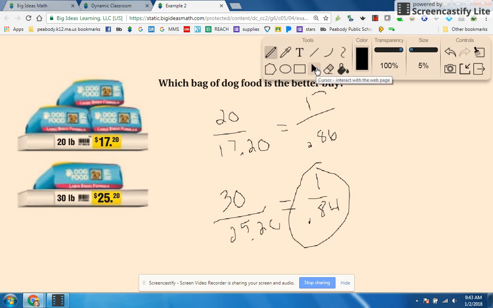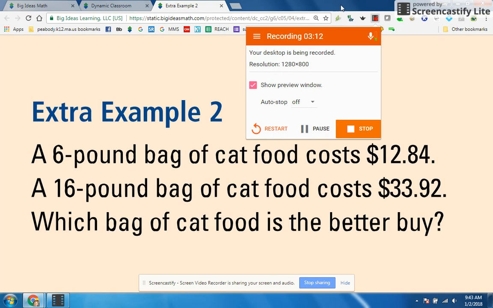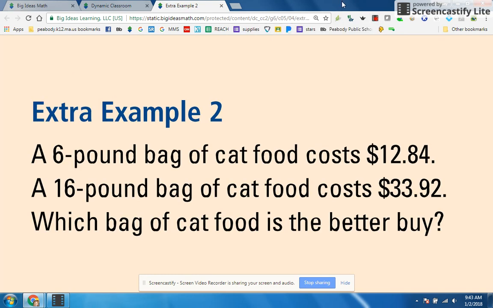Okay, so let me give you one of these ones to try. Okay, so you try this one. You're going to divide the price by the amount, so $12.84 divided by 6, $33.92 divided by 16. The better buy is going to be whichever one gives you a cheaper answer. It's going to be probably like cents, like the last one we did. So see which one's cheaper.